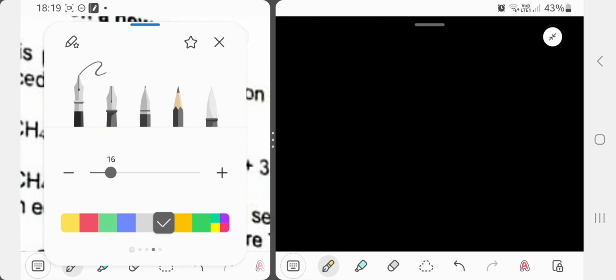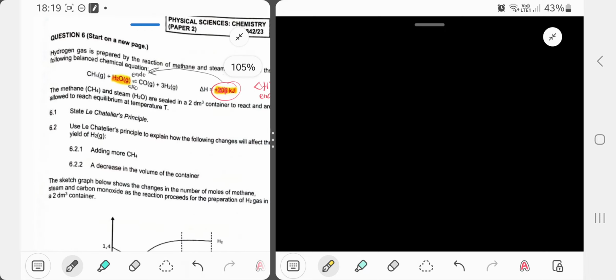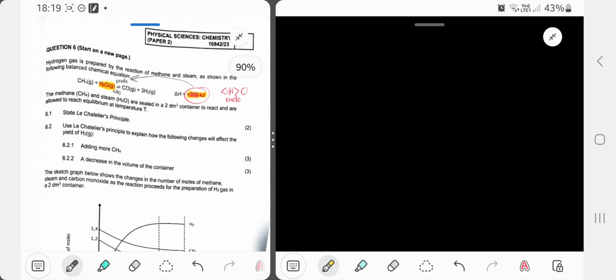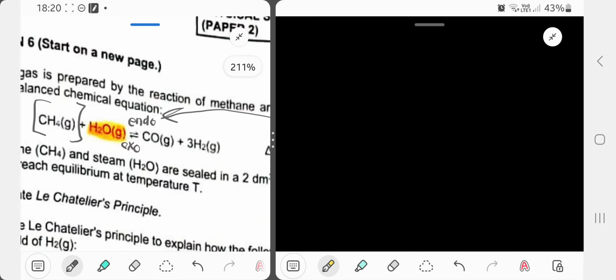How we can show this on this reversible reaction is that the forward reaction is endothermic, and the reverse reaction is exothermic. That's something that we can note. This value of delta H always tells us about the forward reaction. Now, understanding that, it says we should use LCP to explain how the following changes will affect the yield. What they tell us is that they are adding more CH4. CH4 is a reactant, so now they increase that guy.